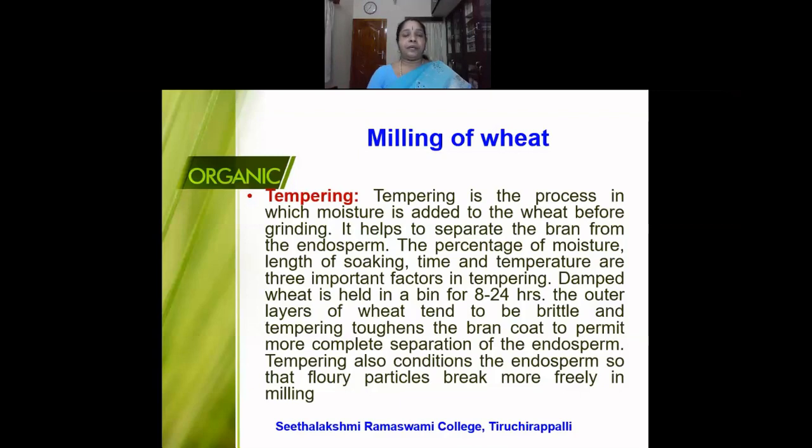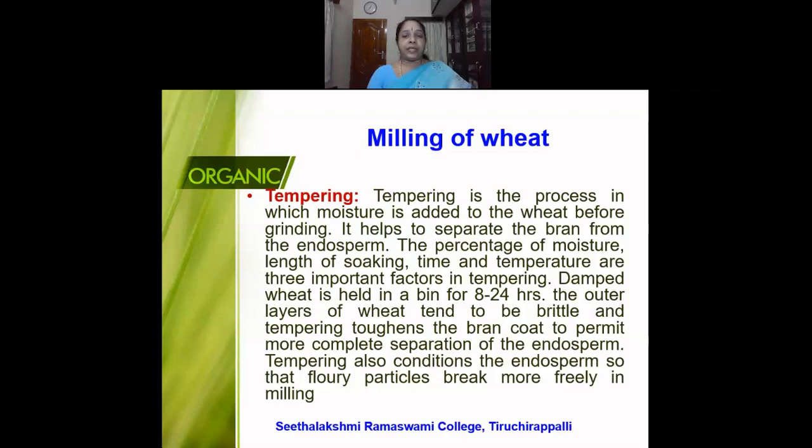The dampened wheat. What is the dampened wheat? We have now added moisture to the wheat. Why has the moisture been added? What is moisture? Water is added. So the water has been added in order to facilitate the removal of the outer portion, that is the bran of the wheat, from the endosperm.